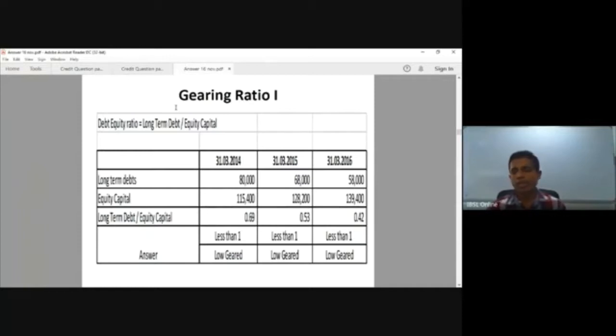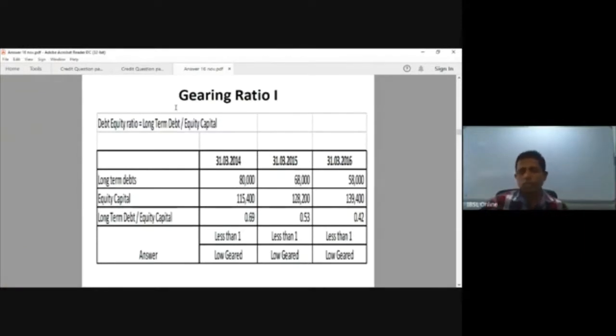I don't know why most of the students find it very difficult to calculate these ratios. I don't find any difficulty in calculating these ratios, especially the gearing ratios. Most of the people are losing their marks under this category, gearing ratios.